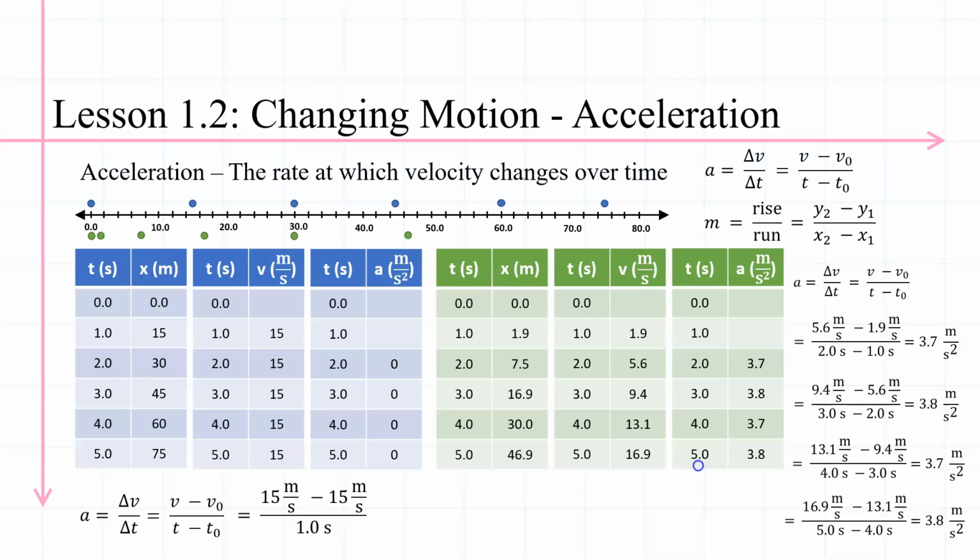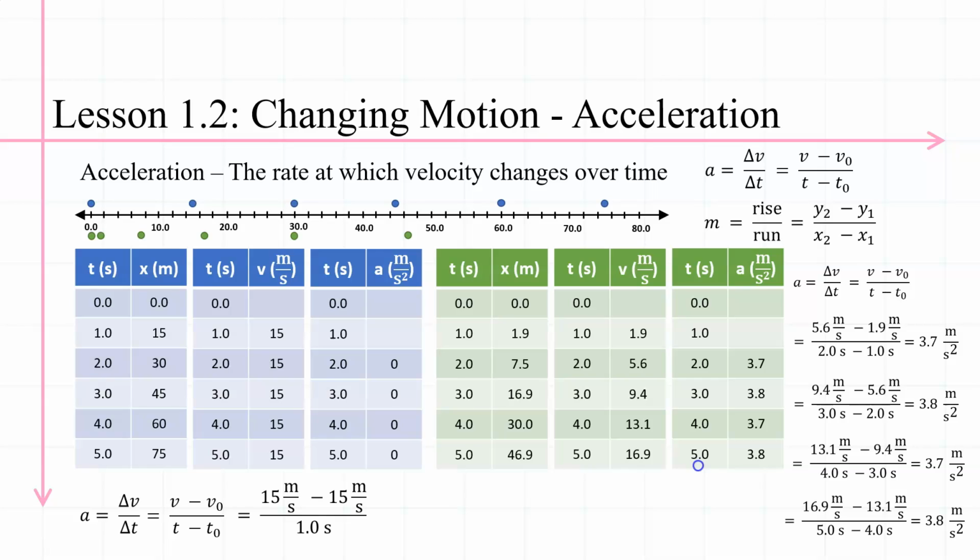And the reason that it's slightly not constant is just rounding error. The actual value of acceleration is probably like 3.75, and it's just alternately getting rounded up and down based on the types of data that's being plugged in and how it's rounding off.